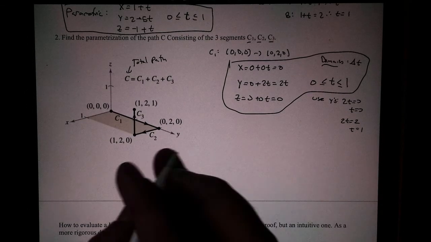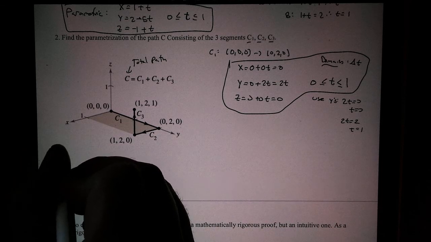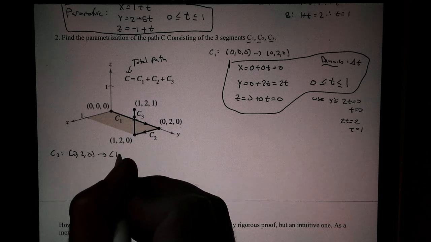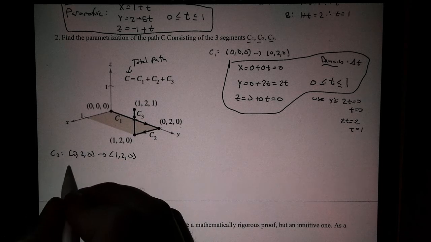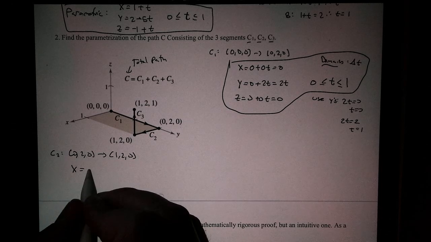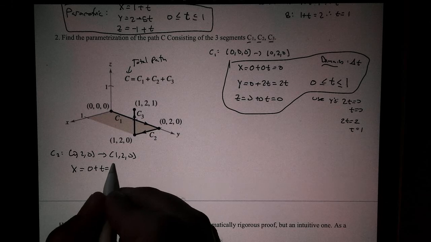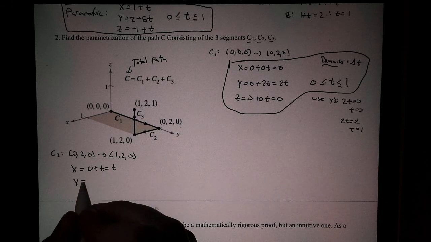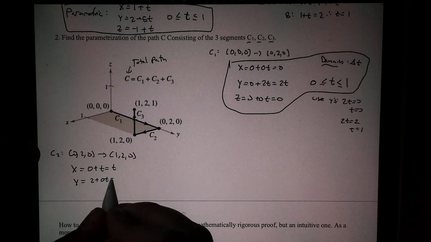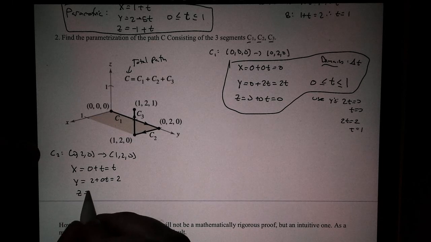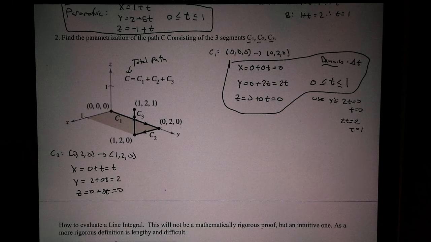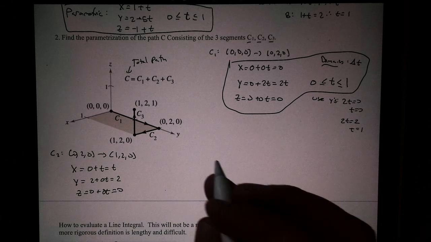So let's take a look at path 2, C2. Path 2 starts at (0, 2, 0) and goes to (1, 2, 0). So I can look at my x's. This is going to become 0, but I'm increasing it by 1. So we have 0 plus 1t, so that's just t. My y as a parametric starts at 2, but I'm not increasing it at all, so plus 0t, so that's 2. My z starting at 0, again, I'm not increasing by anything, 0t, and that's 0. So there's my parametric equation.